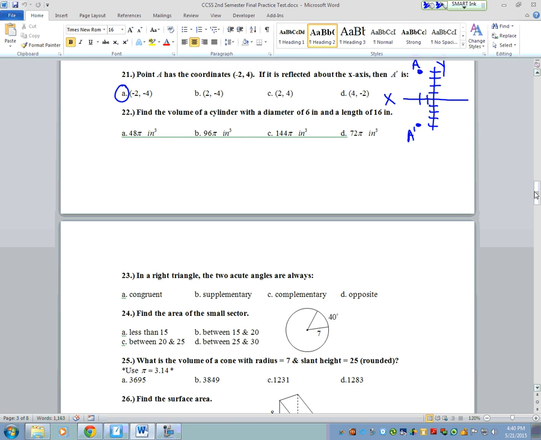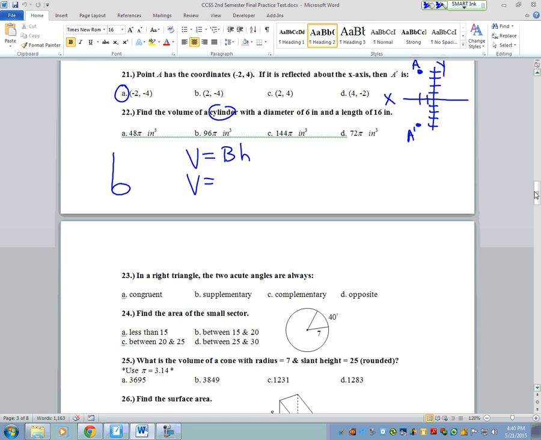This is a little more recent. Find the volume of a cylinder. We know the volume of a cylinder is base times height. That formula will be given to you, it's on the sheet. With a diameter of 6 and a length of 16. So the cylinder has a diameter of 6. The cylinder, if I draw it here.